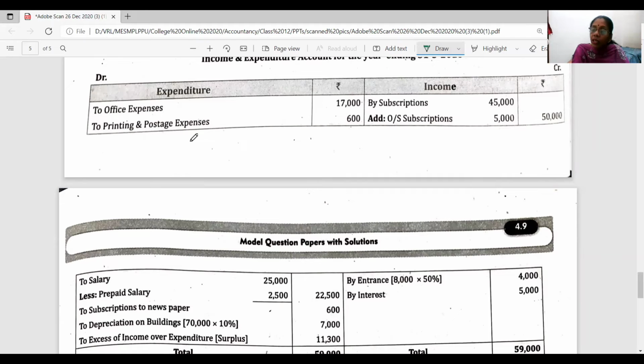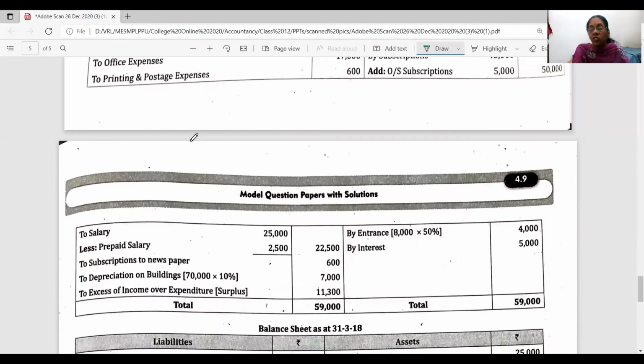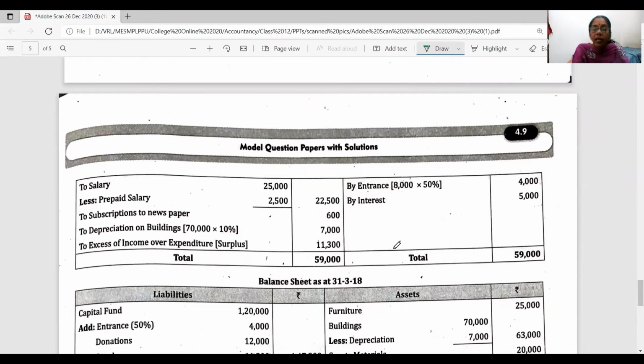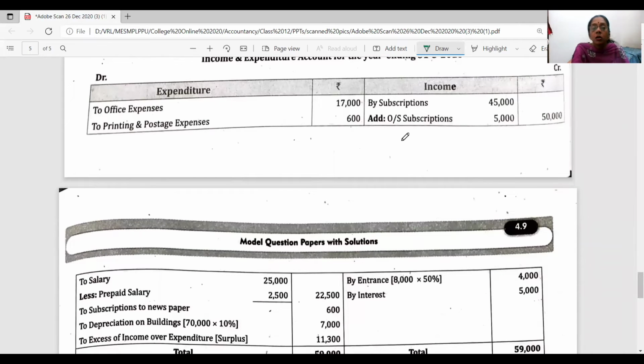And for entrance fees as well as for donations, observe the adjustments given. Have they given any specific adjustments? Like in this case, they said for entrance fees, half of it should be capitalized, and for donations, the entire money has to be capitalized. Accordingly, you may have to take the items both into the debit side and credit side. So I hope my explanation is clearer to you. By subscriptions, add outstanding for the current year. Only one adjustment is found over here.